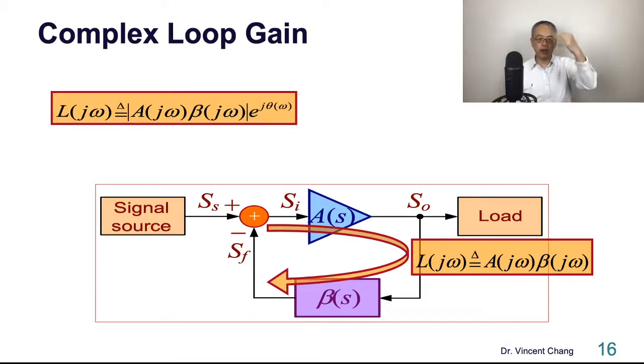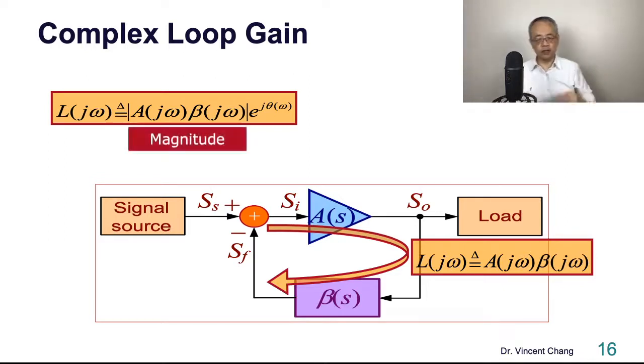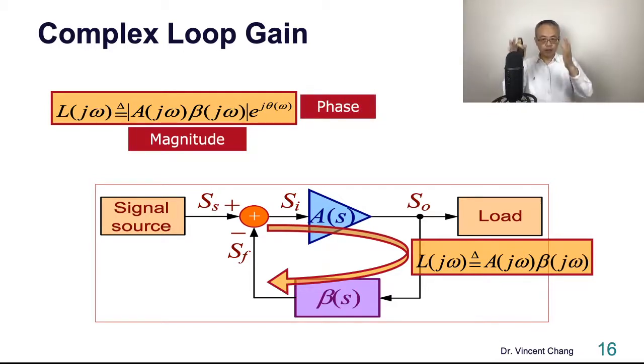When we deal with a complex number, we have to deal with two things. The first one is the magnitude of the loop gain. The other one is its phase. The absolute sign represents the magnitude of the loop gain, and the exponent is theta as a function of omega. So now the magnitude becomes a function of the angular frequency, the physical frequency, and theta also becomes a function of the physical angular frequency.